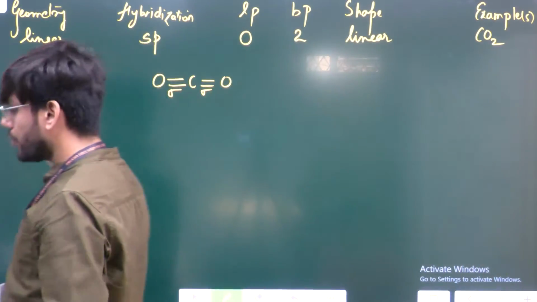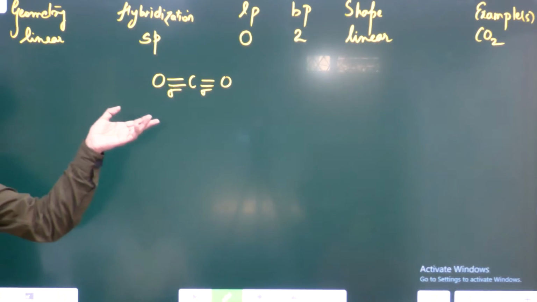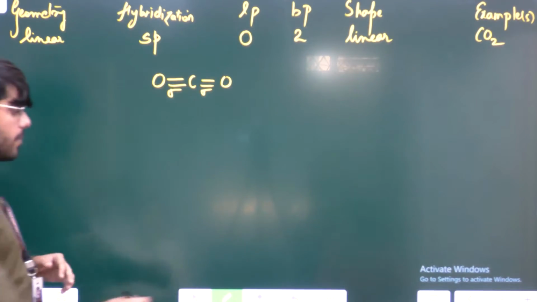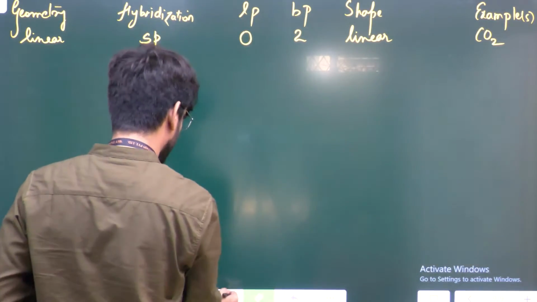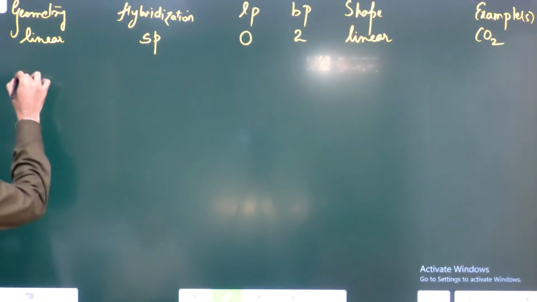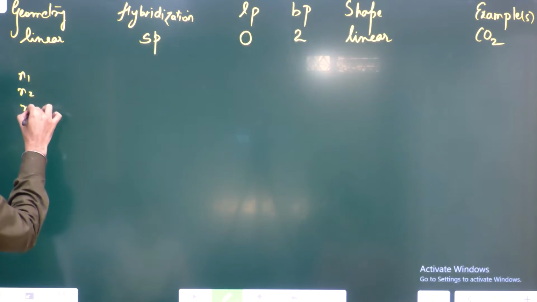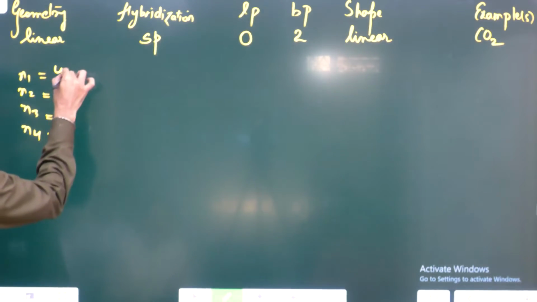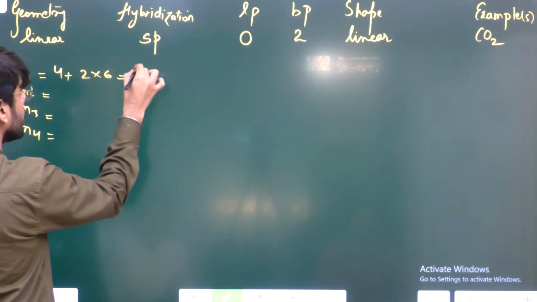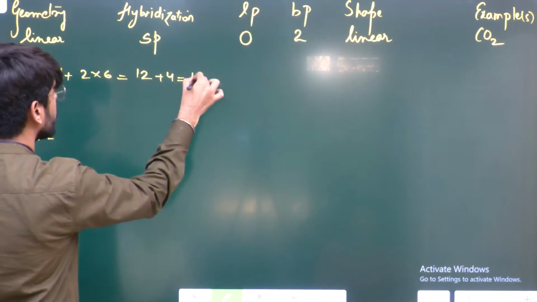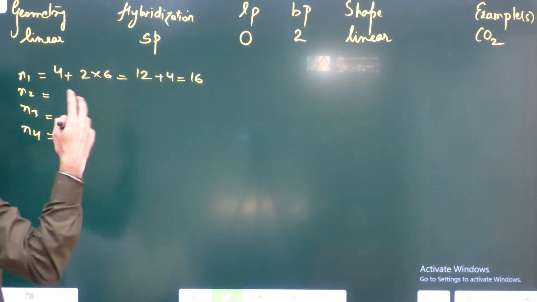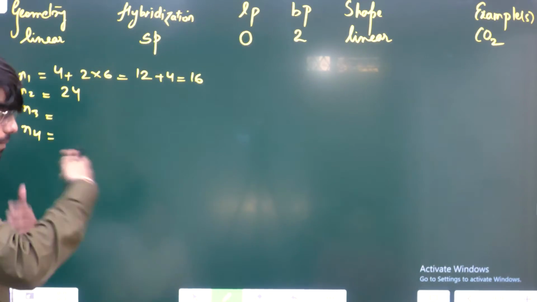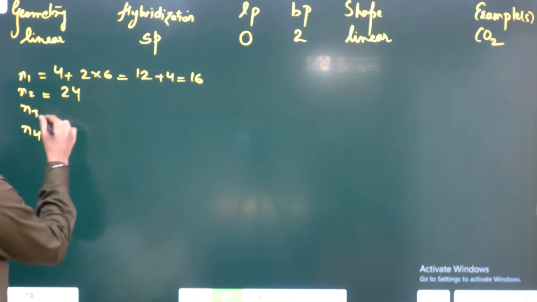And do you want me to tell how I got this structure? Yes sir. Okay, see. So I have N1, N2, N3, N4. What is N1 for carbon dioxide? 4 for carbon, and 2 into 6, right? So 12 plus 4, which is 16. And I have CO2, so this is 24 because all 3 need 8 electrons.